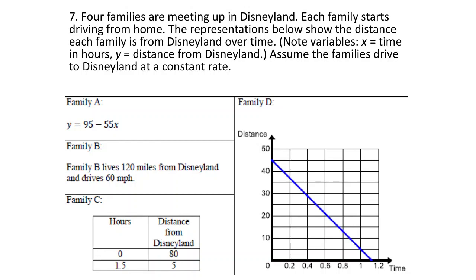All right, 4 families are meeting up at Disneyland. Each family starts driving from home. The representation below shows the distance each family is from Disneyland over time. And yes, X is time in hours, Y is distance from Disneyland. That's good to know. Assume the families drive to Disneyland at a constant rate, which makes this very convenient.